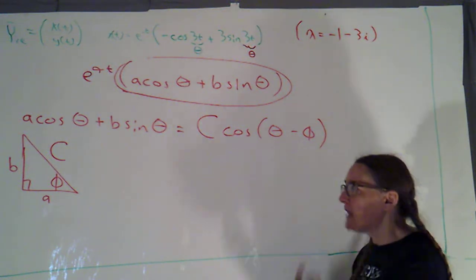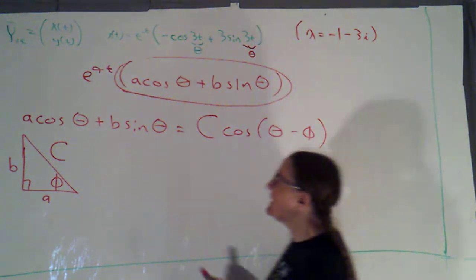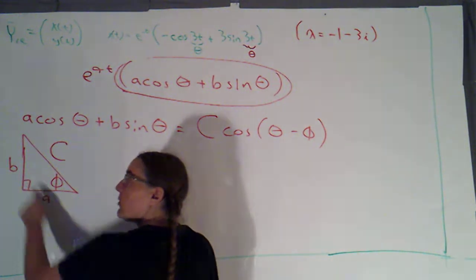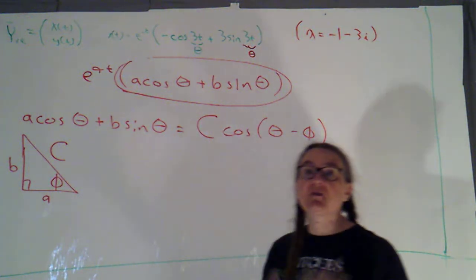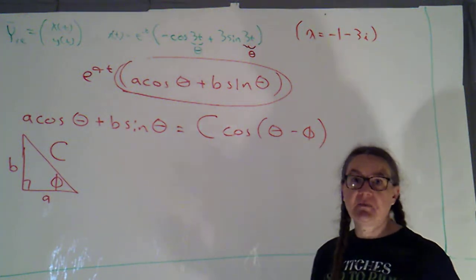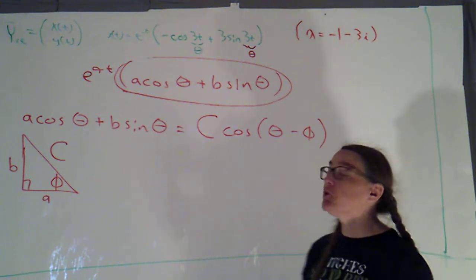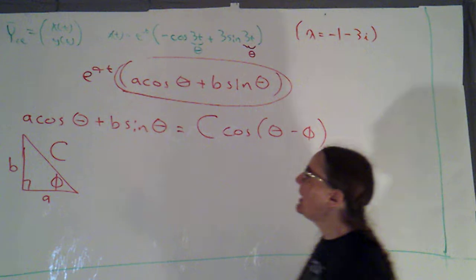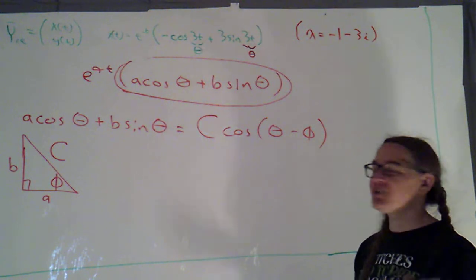Now, this is a symbolic triangle. It's not necessarily going to be an honest-to-goodness triangle. It's entirely possible that a and b are going to be negative numbers, and it's entirely possible that phi is going to be an angle that is not acute. But this triangle can help me to remember how I'm going to figure out what c and phi actually are.